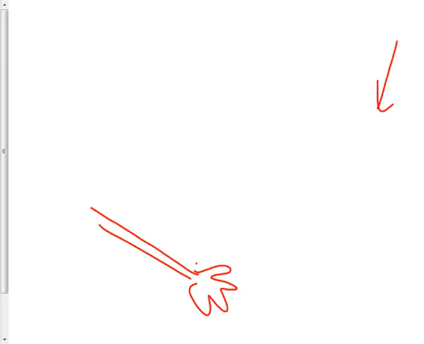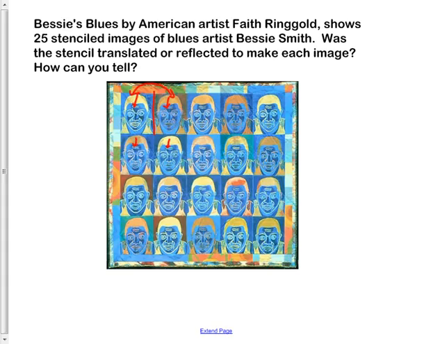Pretty cool. All right, so back to this thing. Yeah, it was a translation. It was just moving them. All right, yes, sir. Very nice. Okay, cool.